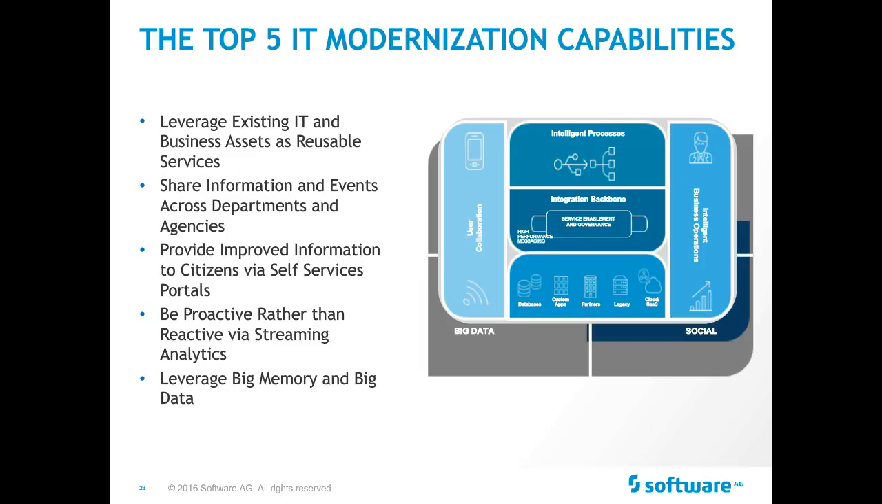The first and the most important thing, and as Pam said that they did, is they leveraged their existing IT and business assets. They exposed those out as reusable services. And that is really the key. That is the first step, to take all of those assets that you have and make them reusable, accessible, not only within your organization, but outside of your organization, which brings up the second step of sharing information and events across departments and agencies.